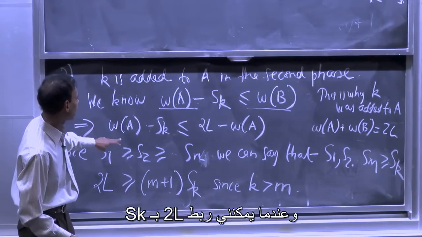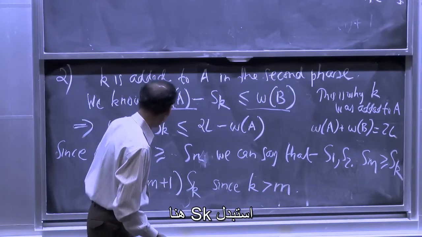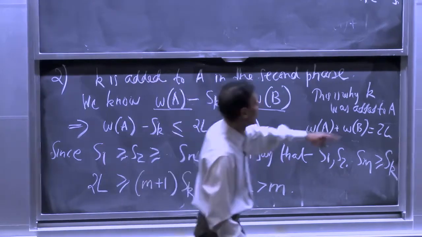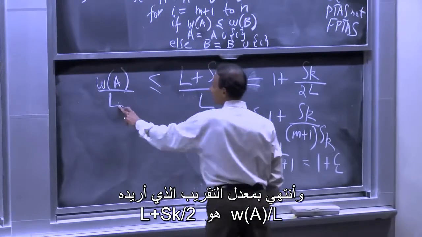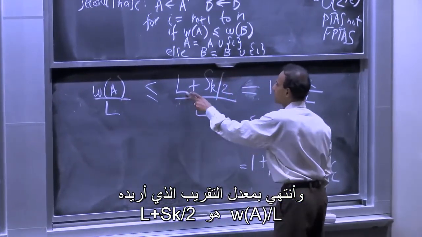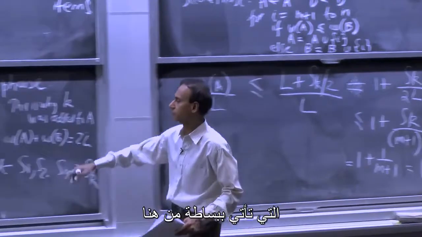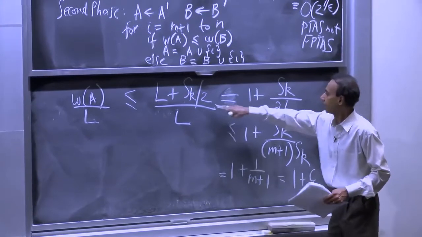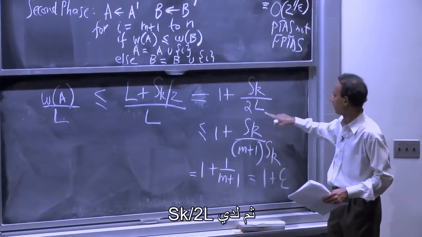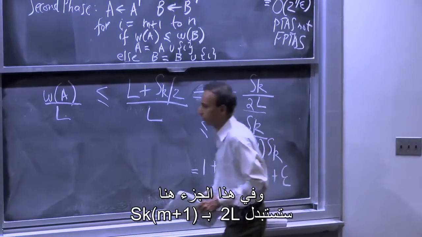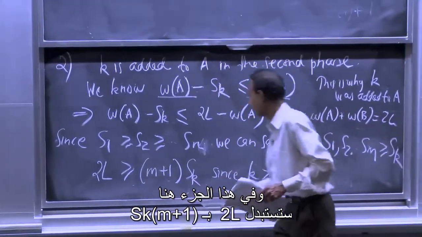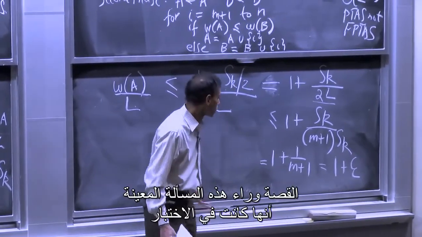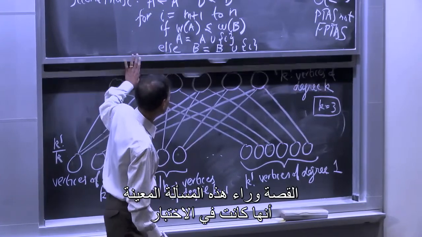And once I could relate 2L to SK, substituting for SK in here, I ended up with the approximation ratio that I want. WA over L is L plus SK divided by 2. That simply comes from here. And plug that in, divided by L. And then I have SK divided by 2L. And then this part here, 2L, is going to get substituted by m plus 1 SK. And voila, I'm over here. Okay?